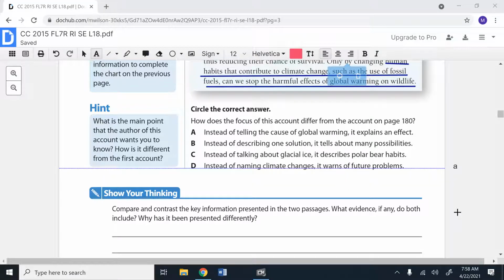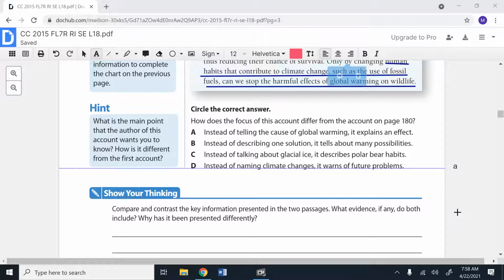So the question here says, how does the focus of this account differ from the account on page 180? Is it A, instead of telling the cause of global warming, it explains an effect? B, instead of describing one solution, it tells about many possibilities? C, instead of talking about glacial ice, it describes polar bear habits? Or D, instead of naming climate changes, it warns of future problems?